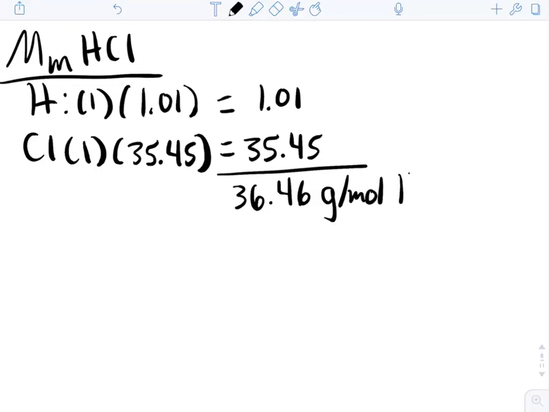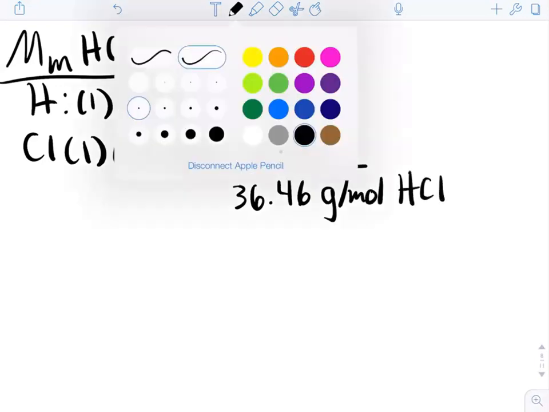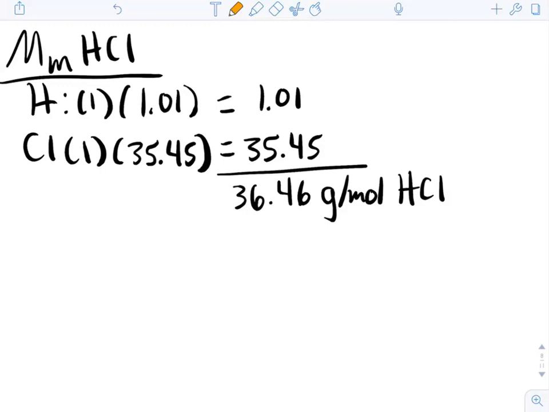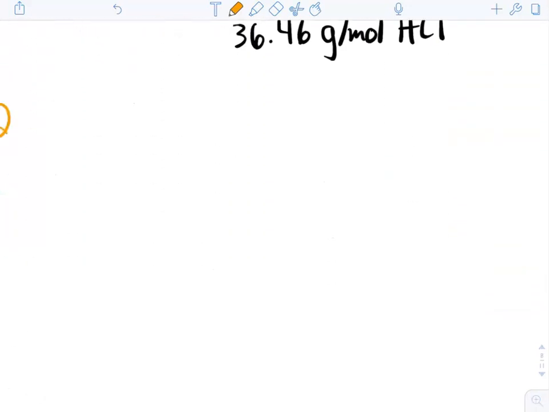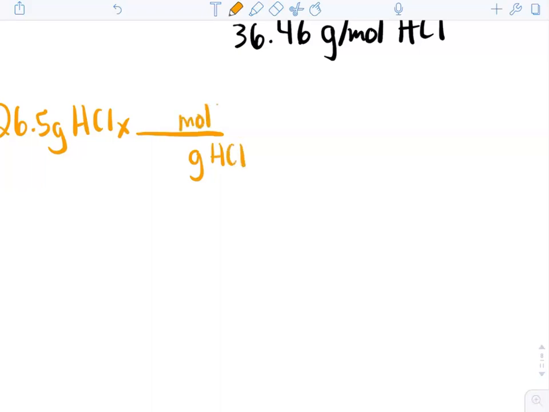Grams per mole of HCl. So we're ready for our setup. We start with what we're given, which is the 26.5 grams of HCl. If I start with grams on the top, grams has to be on the bottom, and then mole of HCl. Then we're going to have mole of HCl over mole of zinc chloride.